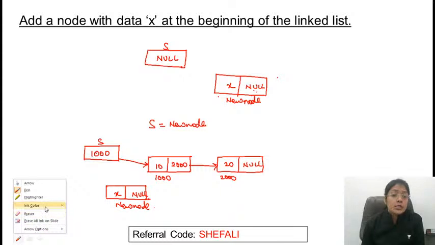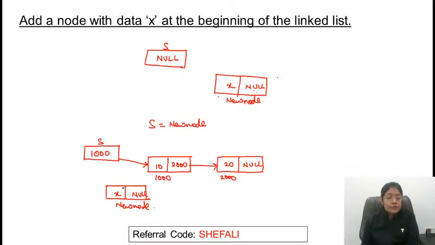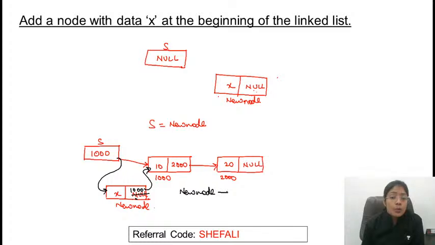So what are the steps? How many pointers do we need to adjust? See, S will be pointing to the new node, and the new node will be pointing to the old first node. This means that S will be pointing to the new node, and new node of next will hold the address 1000. So basically new node of next will hold the address of the node to which S was pointing earlier. Whatever address is available in S, for example in this case 1000, will be stored here. That is the address of the previous first node of the linked list. After that, S will be pointing to the new node.